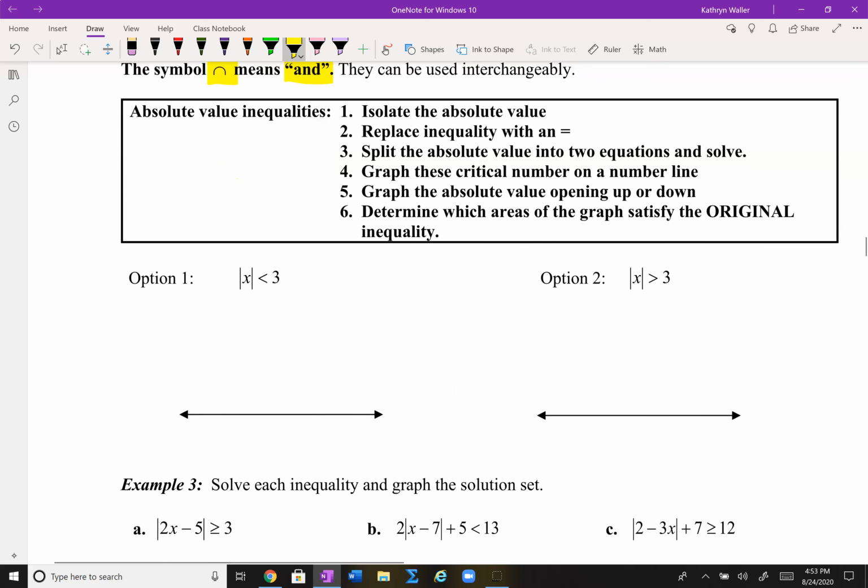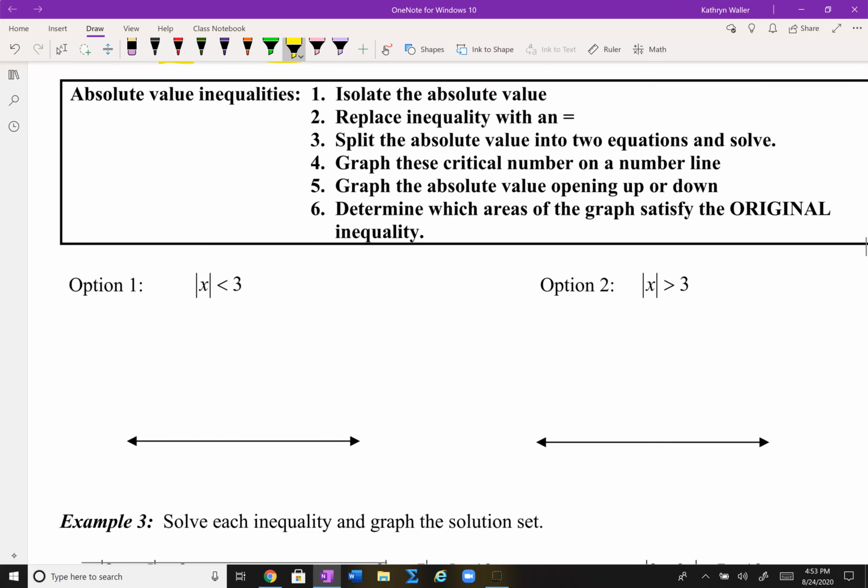All right, so absolute value inequalities. People really struggle with these. You may have learned to do it a different way. I would really love it if you would conform to these steps, because I've taught it many different ways, and I definitely think that this is the easiest method, okay?